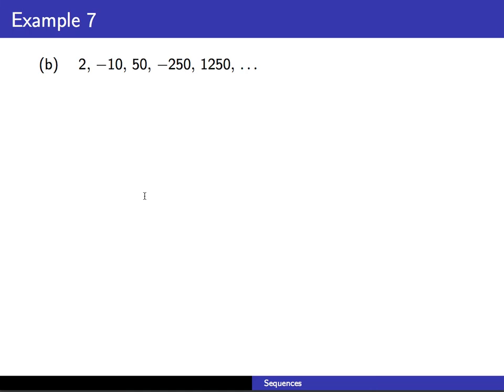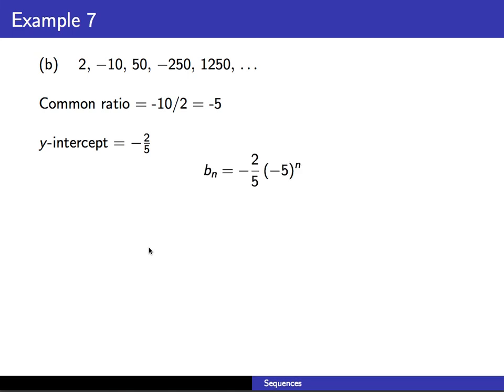Part B, 2, negative 10, 50, negative 250, 1,250, and so on. Common ratio is negative 5. So negative 10 divided by 2 is negative 5. Our y-intercept, 2 divided by negative 5, is negative 2/5. So our rule then becomes negative 2/5 times negative 5 to the n power.